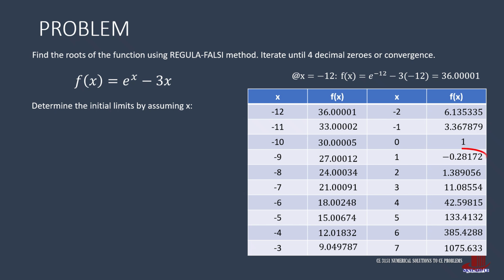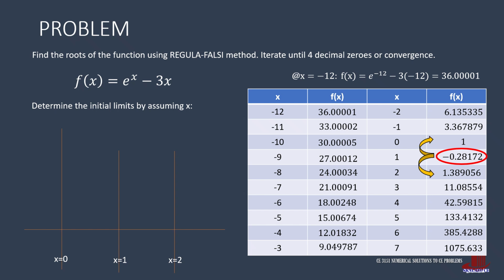But then notably, among the f of x values is -0.28172. This is the only negative value cutting through the x-axis. So we found the two roots of the function. The first root is in the first interval.